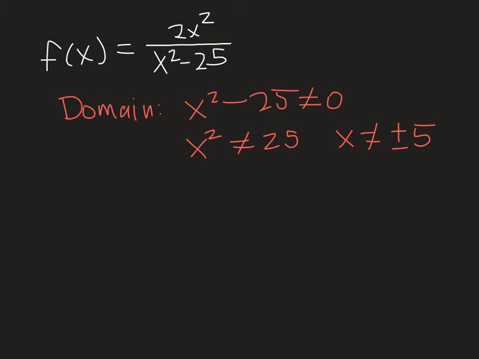So our domain, or I'm sorry, our vertical asymptotes, we're going to have two of them. It's going to be both of those values that are excluded from the domain. So x equals 5 and x equals negative 5. Let's look at x-intercepts.